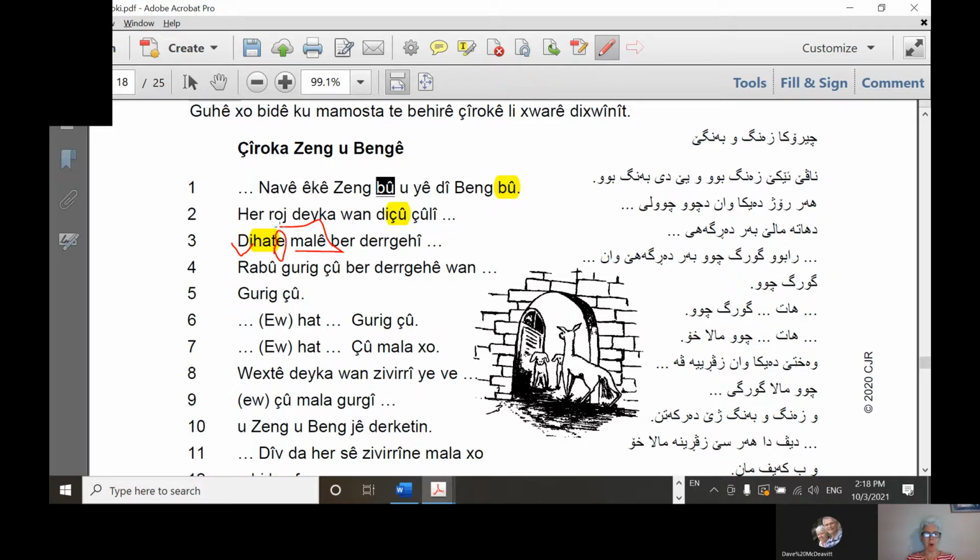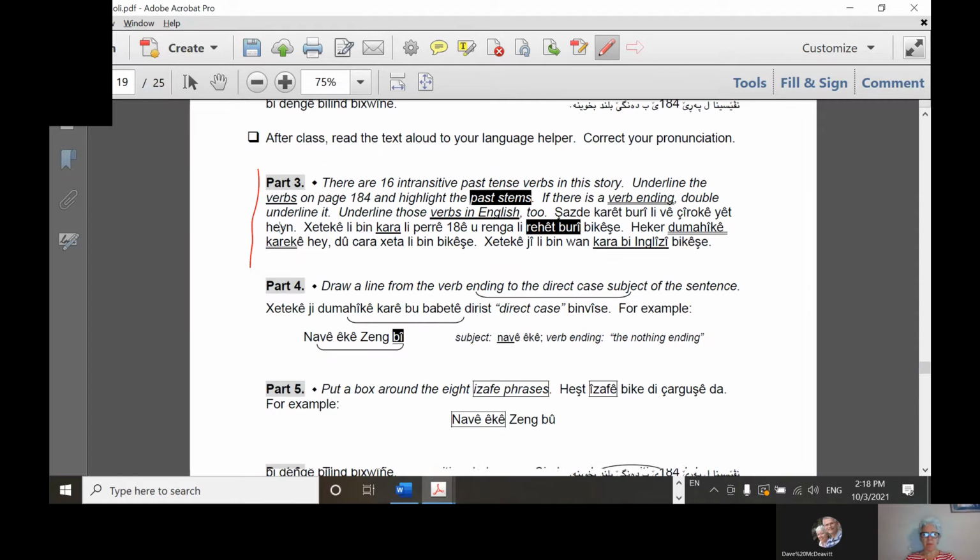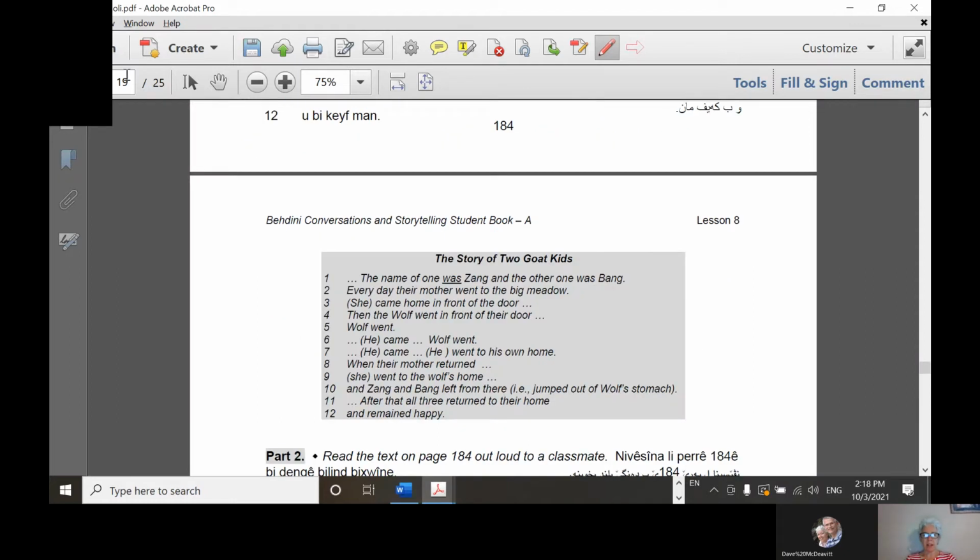So she came home. And you can note these meanings in English. So was boo. Now, every day their mother went to chew to the big meadow, and then she came home in the front door.